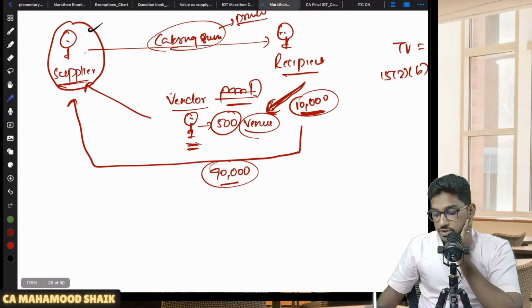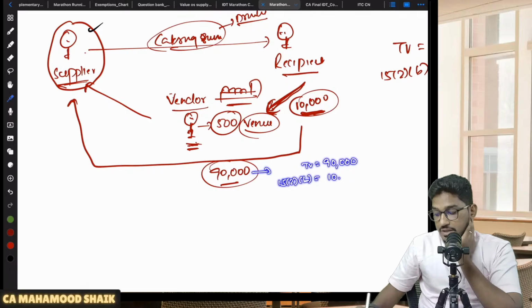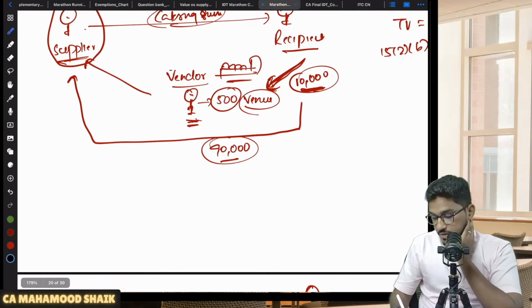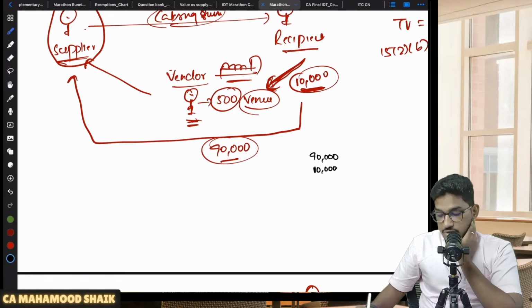Now ultimately he has to pay only 90,000 to the supplier. So here, even though the transaction value is 90,000 rupees, we will make an addition under 15 subsection 2 clause B. How much? 10,000, the amount which is paid to the third party. On the total of 1 lakh rupees, 18,000 rupees of GST will be charged. Supplier will give the invoice. Here in this case, 90,000 rupees is the transaction value. 10,000 rupees will be added under 15(2)(b). Total 1 lakh rupees, and on that 18,000 rupees of GST will be charged.